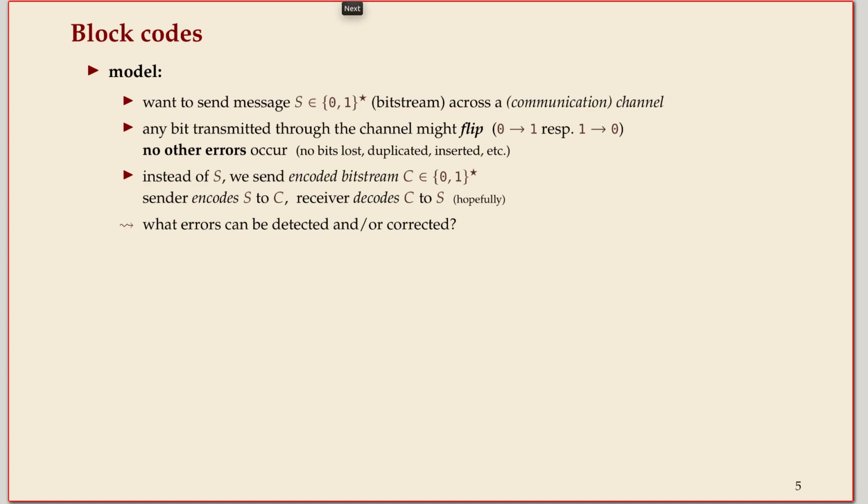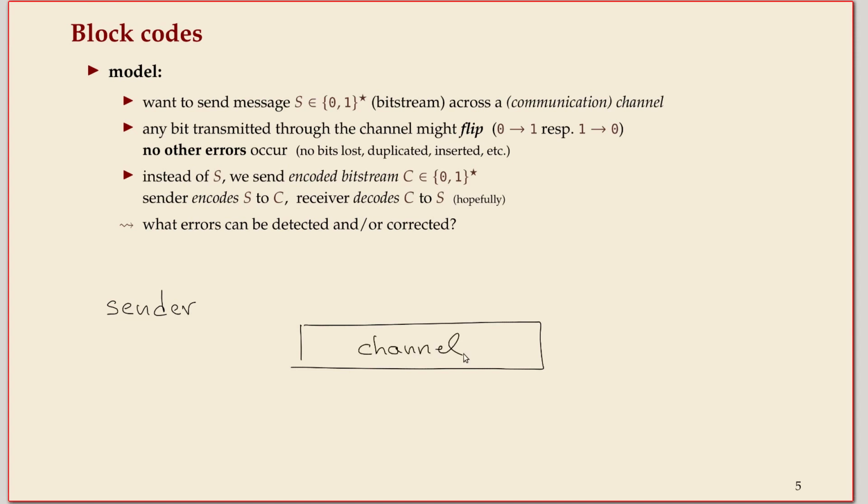So let's try to be a little more concrete with the model, what we do. And I'll draw the picture again. So we have our sender on one side. Then there's this channel in the middle. And what the sender puts into the channel is a string S, which is just a bit string. And the receiver on the other side gets some coded text out of this, which is C.